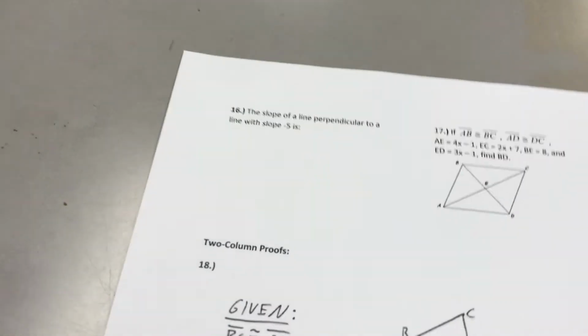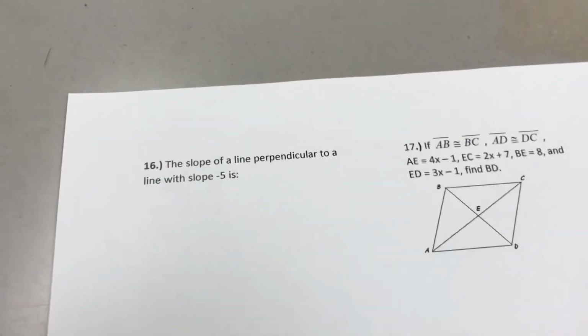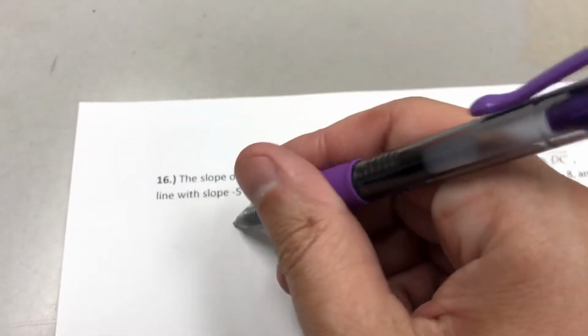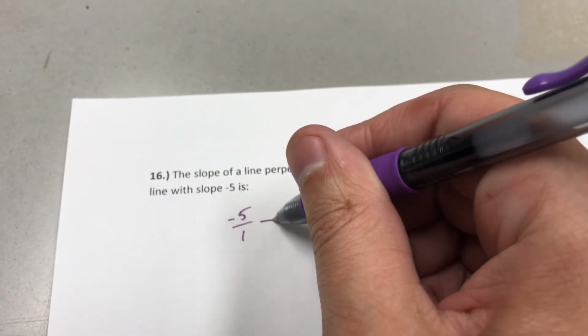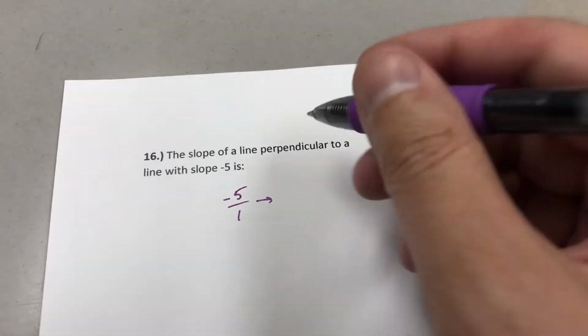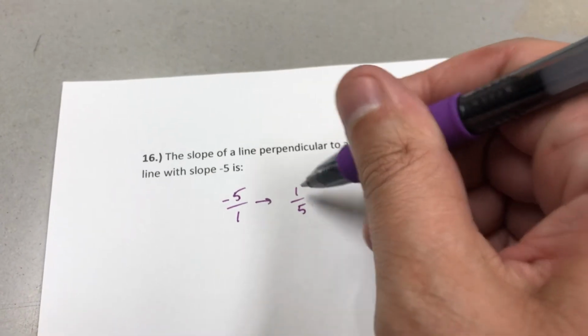All right. Remember that lines that are perpendicular have opposite reciprocal slopes, so -5/1. If you flip it and flip the sign, you're going to get +1/5.